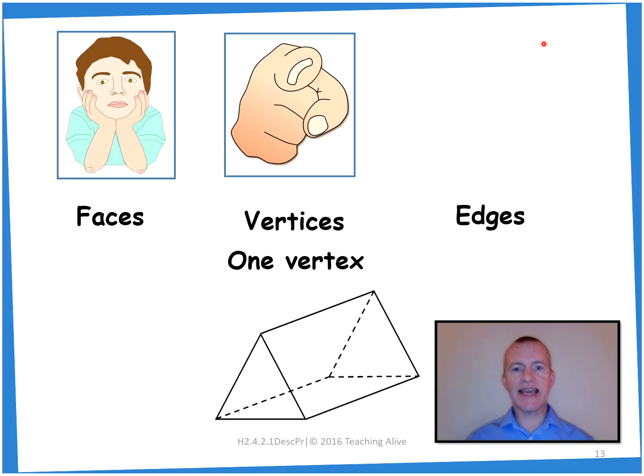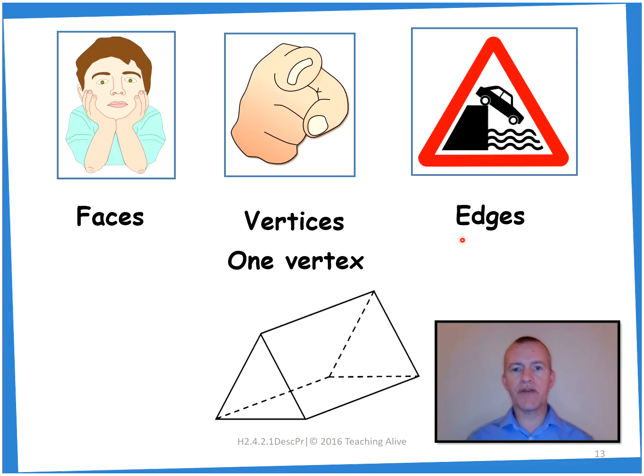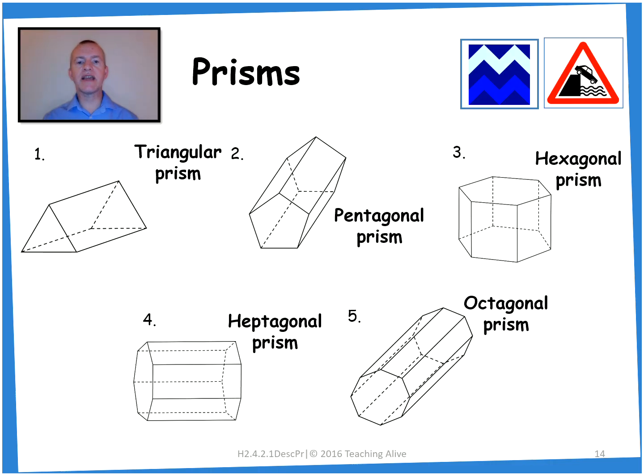Finally, we look at edges, and we have a picture of a car falling off a cliff edge. And for an action, we can form a line with our arm in the air for a cliff edge. So on a 3D shape, an edge is any straight line you could fall off, marked by straight lines on this triangular prism. Another break and pause the video, trying to count the edges on our prisms. See if you can find a pattern again, or use the pattern if you already know it. Pause the video now, please.